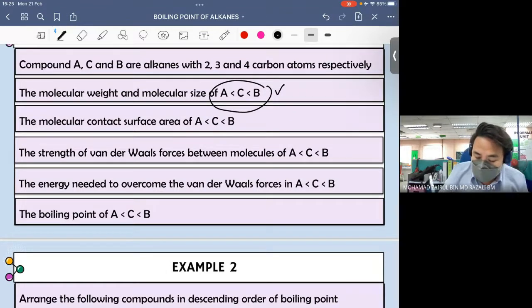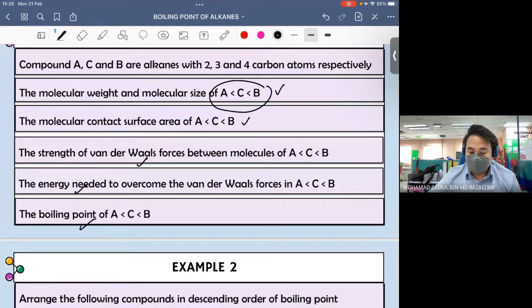Okay, lepas tu awak tengok saya explain tentang molecular contact surface area. So saya compare kan. Saya kena compare kan. So molecular contact surface area of A is smaller compared to C and C is smaller compared to B. So molecular contact surface area, lepas tu saya cerita pula tentang dia punya strength of van der Waals forces. And then energy needed, and then last sekali kita cerita tentang boiling point. Okay ya. Nak explain tu kena ada plot dia, kena ada flow penceritaan tu.